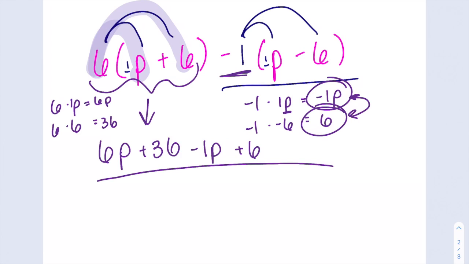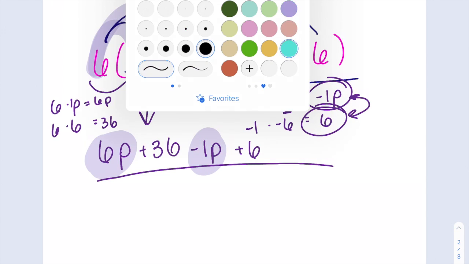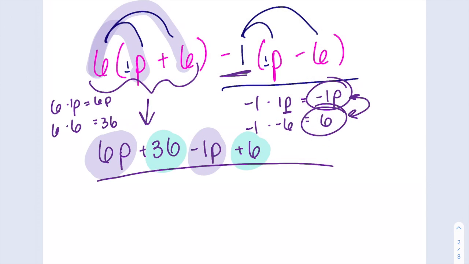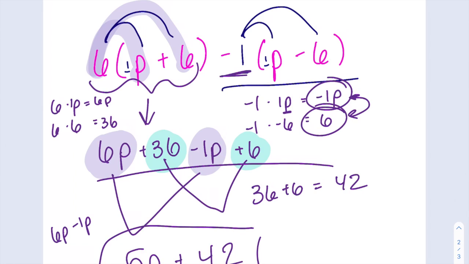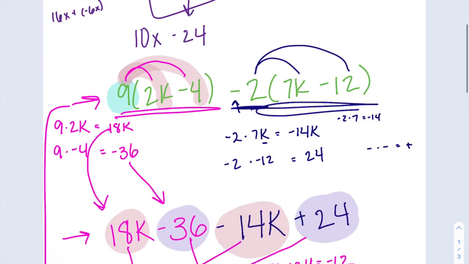All right. I have 2 different kinds of terms here. I have terms that have p's, and then I have normal numbers. I have 36 and I have 6. For my terms that have p's, I have 6p minus 1p, which is going to give me 5 p's. I had 6 and I took 1 away. And then for my numbers, I have 36 plus 6, which is 42. So I have 5p plus 42. And that is distributing and combining like terms.